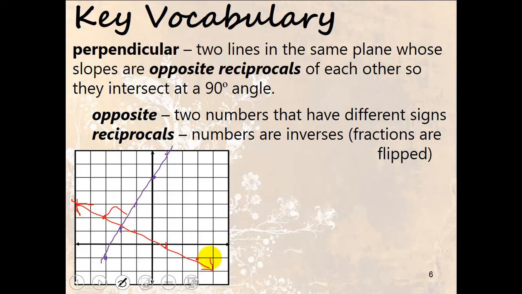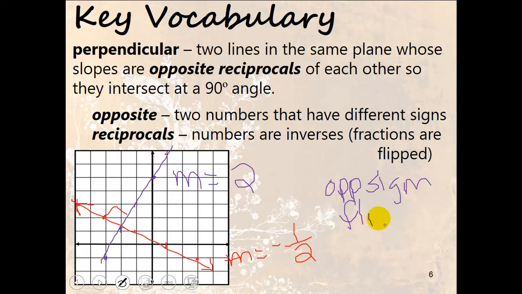What do you notice about the slope? Well, the slope of the red line is negative 1/2. I counted purposely up 1 over 2, up 1 over 2, down 1 over 2. And the slope of my purple line is positive 2. So notice they are opposite signs and flipped fractions, or reciprocals. So flip the sign, flip the fraction.